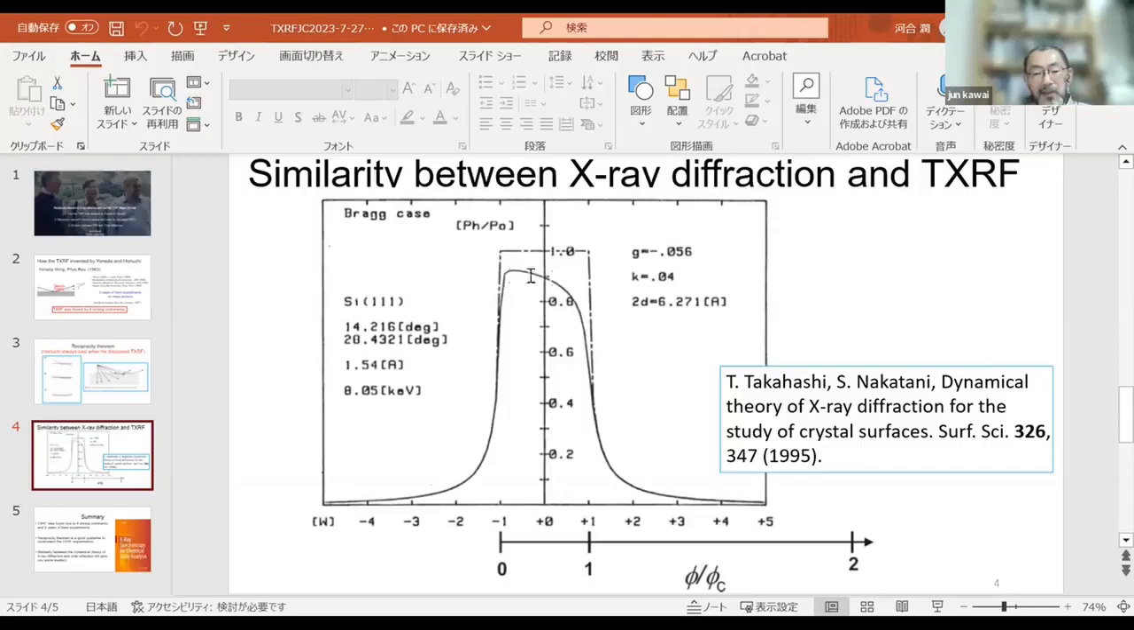1995 that this line shape is quite similar to the total reflection of X-rays. So this is the total reflection. And this is the weaker, and the X-ray is penetrating into the surface. But this is the critical angle, and this is angle zero. And this is the critical angle, and this is twice the critical angle. So the difference is the scaling of the angle, the Bragg angle and the incident angle.